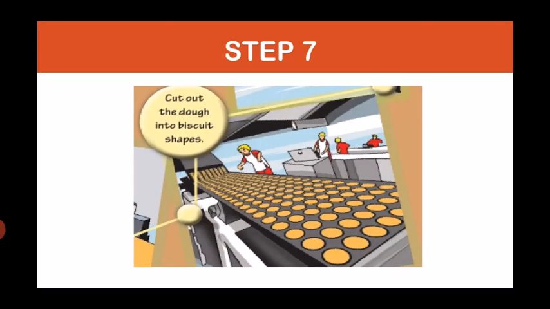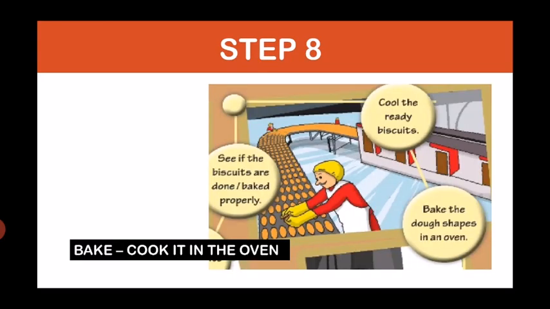Once it is flat, they cut out the dough into biscuit shapes. So can you see all those circles? Those are all biscuits that are now cut. Now let's see the next step. The next step is baking. Do you all know what is baking, children?